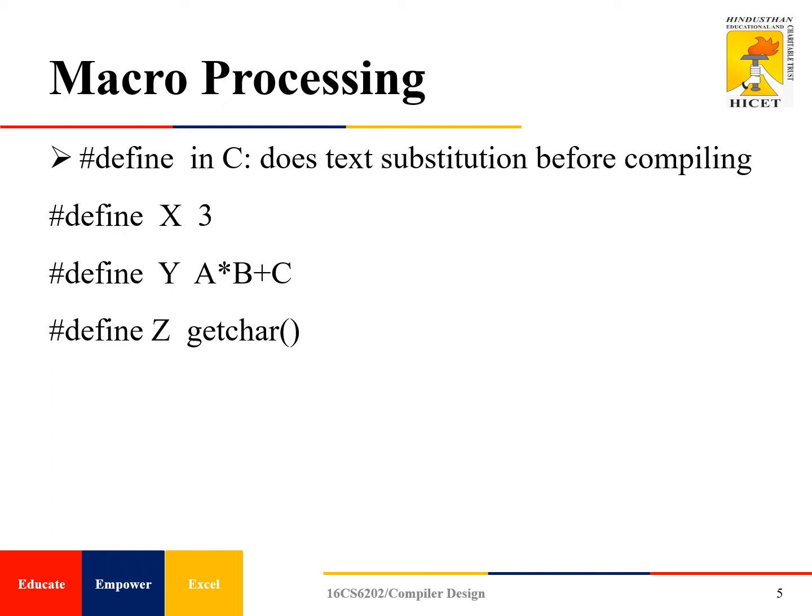#define Z getchar. getchar is used to get the character. It will be assigned to the variable Z. It will be invoked whenever it is called as capital Z.